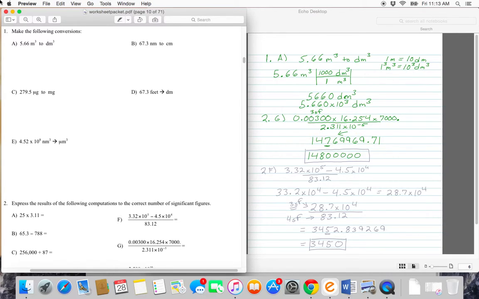We do not need the decimal or the zeros afterwards because that would give us more significant figures than we need. Our significance stops at 8. Here is your correct answer.